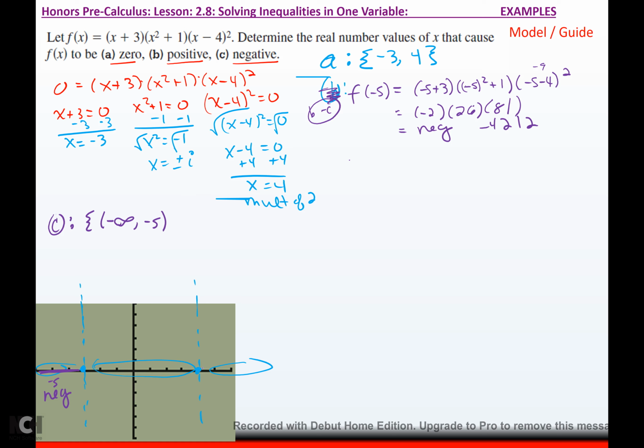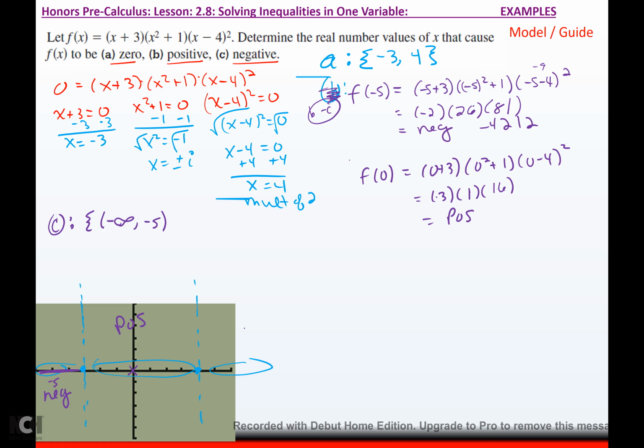So now I'm going to test this section in the middle. Anytime I can use 0, I'm using 0. So if I plug in f of 0, I would have 0 plus 3 times 0 squared plus 1 times 0 minus 4 squared. This is going to be 3. This is going to be 1. This is going to be negative 4 squared, which is 16, which is going to be a positive times a positive times a positive is positive. Again, you can figure out what it really is, but I don't care. So in this section, my function is going to be positive.